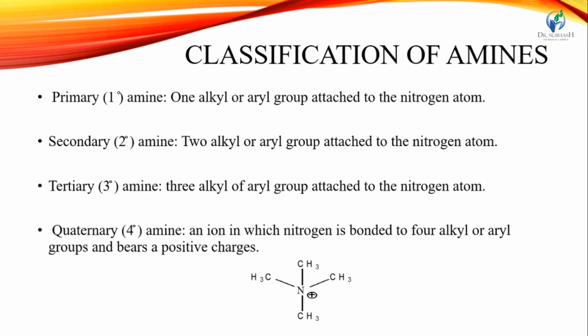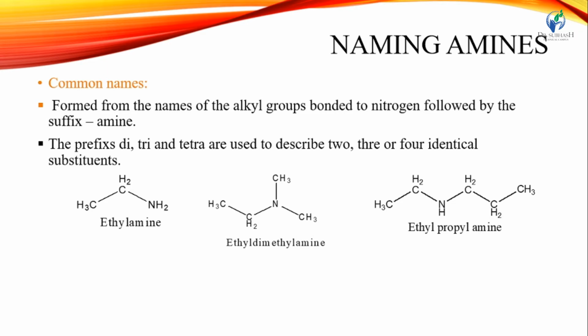Mostly we use these three classes of aliphatic amines in industry or in college. The fourth one is the quaternary amine. In this, four alkyl or aryl groups are attached to the nitrogen atom, forming a positive charge, and that's called a quaternary amine. The naming system is called nomenclature.